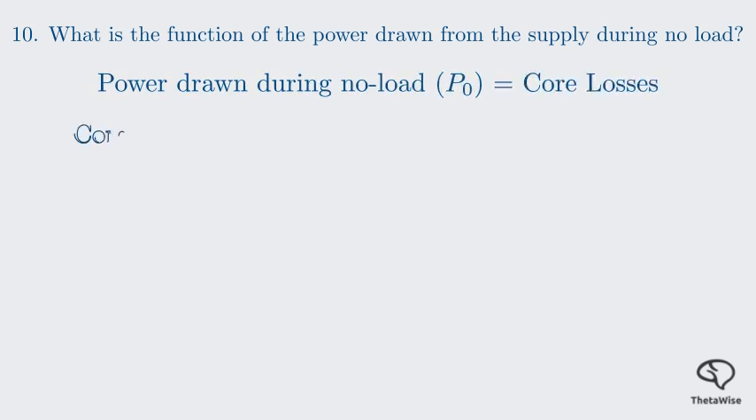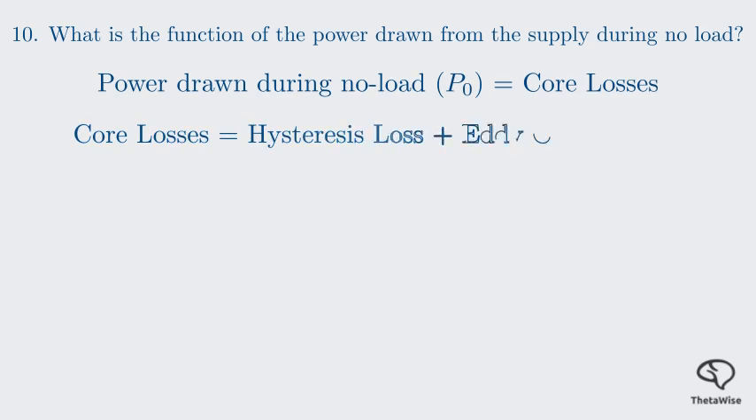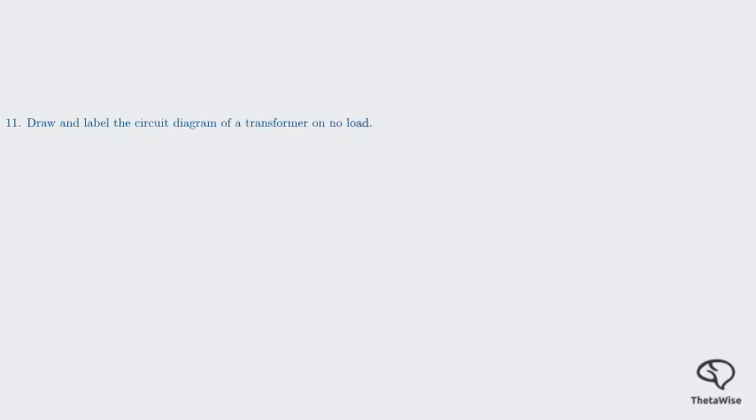These core losses are composed of hysteresis loss, which is the energy lost in the repeated magnetization and demagnetization of the core, and eddy current loss, which we discussed earlier. So, the power drawn at no load is a direct measure of these constant core losses. Let's move on to question 11.